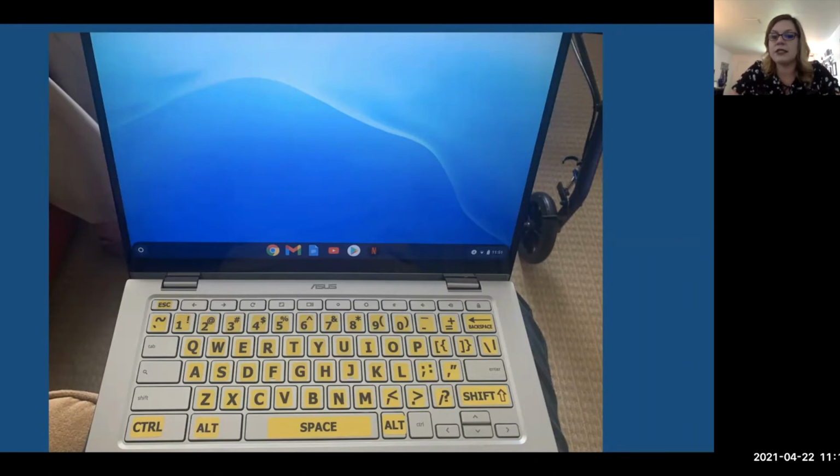And the computer is also a touch screen. So I assisted the patient with the stylus purchase. So on days where her hand arthritis pain is severe, she can use the stylus and the touch screen to use the computer. And then as you can see, I provided these yellow high contrast stickers to increase her visualization of the keyboard.